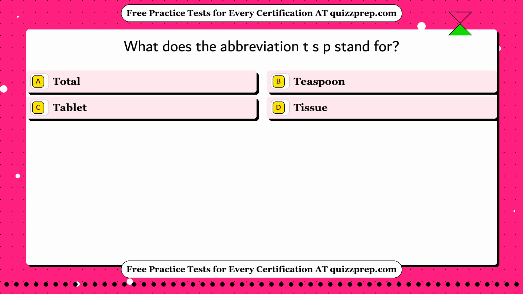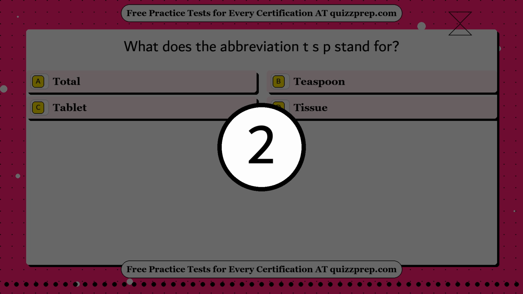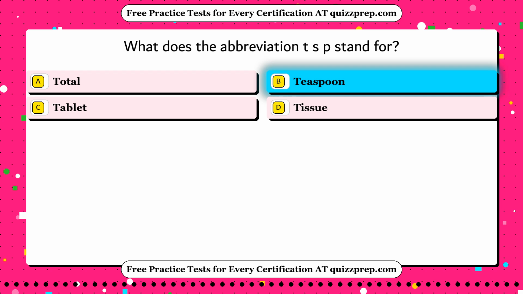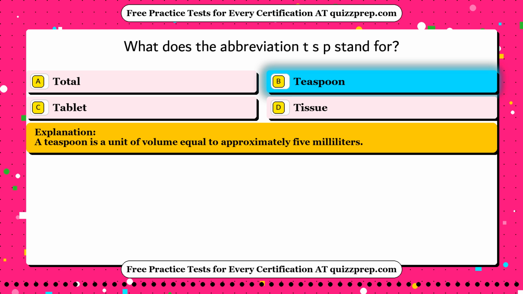Question 123. What does the abbreviation TSP stand for? Option A, total. Option B, teaspoon. Option C, tablet. Option D, tissue. The correct answer is option B, teaspoon. A teaspoon is a unit of volume equal to approximately 5 milliliters.